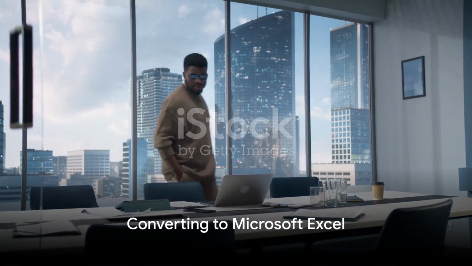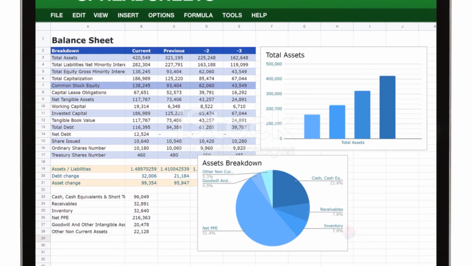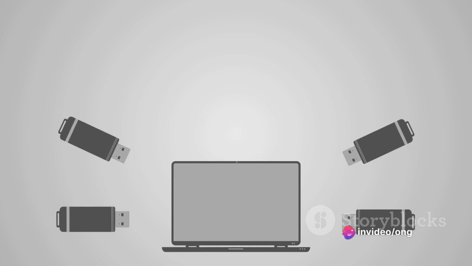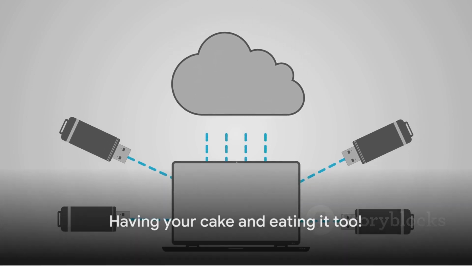Finally, if you want to have a copy of your work in Microsoft Excel, Google Sheets has got you covered. You just go to File, then Download, and choose Microsoft Excel. Your sheet will then be downloaded to your computer in the Excel format. It's like having your cake and eating it too.